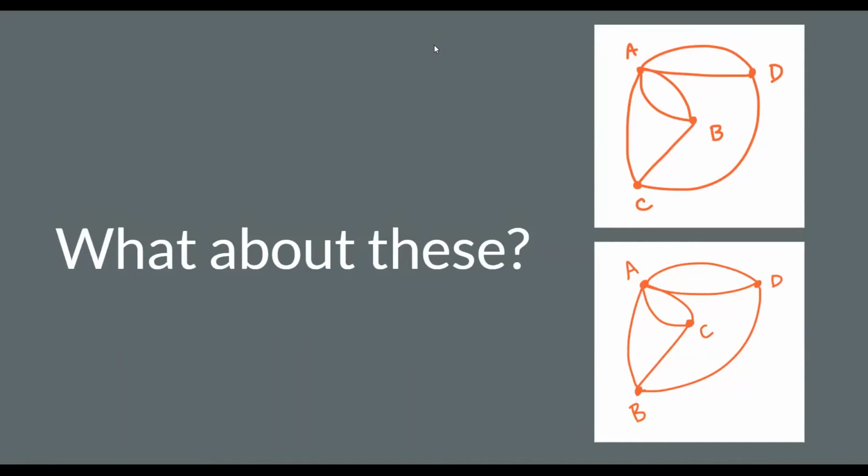Ooh, we have someone typing in chat: in the first graph, A has 2 connections to B, but in the second graph, it only has 1. Yes, that is an excellent way of spotting the difference between these two graphs. They are showing different relationships between these vertices. If we label them like this, they will be flipped. Yeah, that's exactly what I did. I flipped B and C. All right.